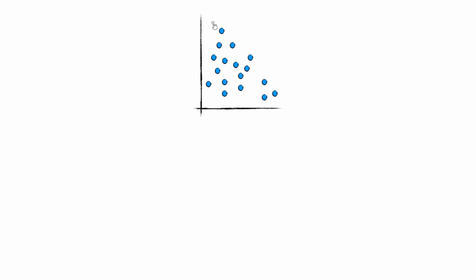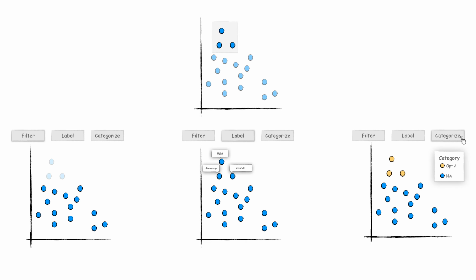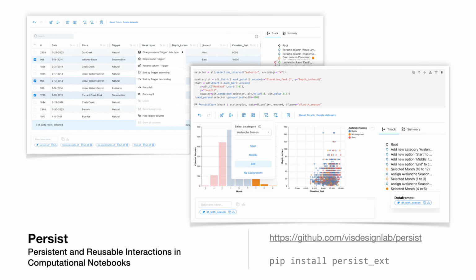This hinders adoption of interactive techniques, which can be more suitable for certain tasks, such as filtering outliers, labeling items, or categorizing data points. In this paper, we introduce Persist, a Jupyter Lab extension which adds data manipulations to interactive visualizations and makes them persistent for downstream use in notebooks.